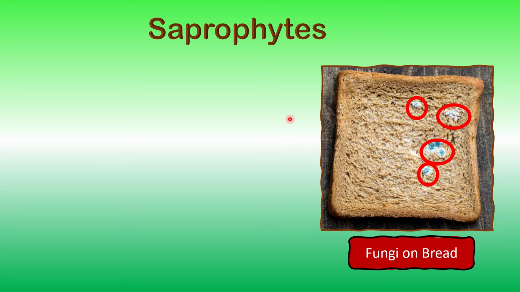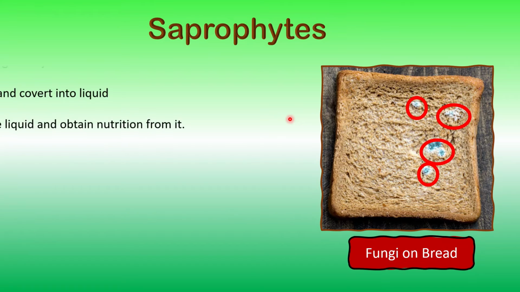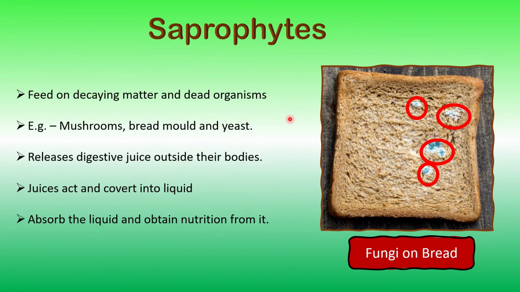Saprophytes. Let's learn about what a saprophyte is. So now, can you see the fungi on the bread? How does this happen? Okay, we will learn about this. So basically, saprophytes feed on decaying and dead matter. Examples are mushroom, bread mold, and yeast.